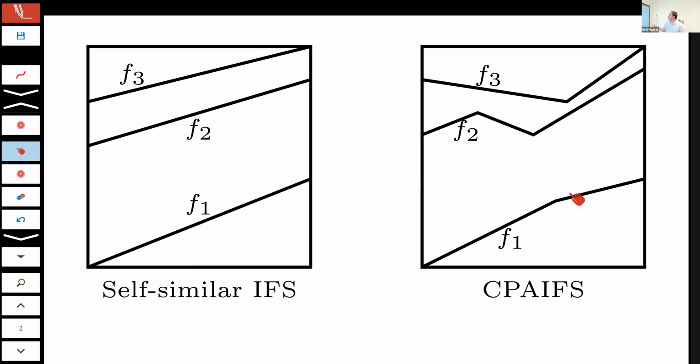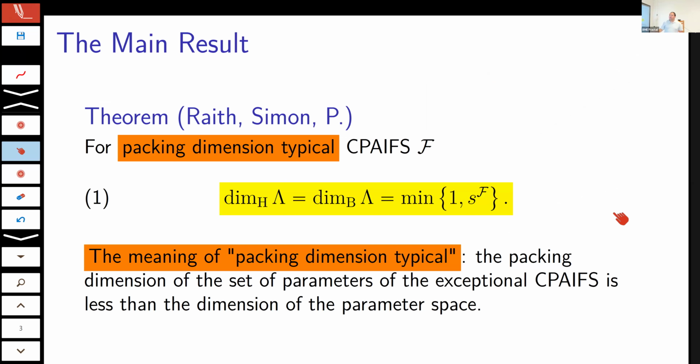One interesting aspect of this system is that, as you can tell, some of the functions are not necessarily injective. We might have non-injective functions in the system as well, which is quite uncommon in iterated function systems, to deal with such phenomena. The main theorem I'm going to talk about is this result here.